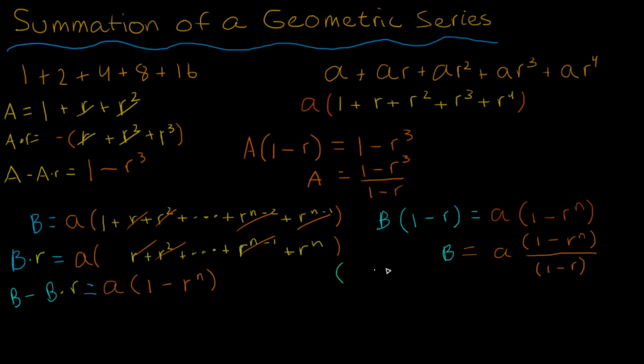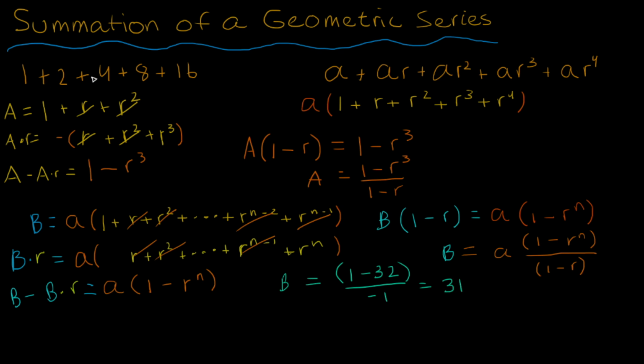So this is 1 times, I know it's not b anymore because we're substituting numbers, 1 minus, and then r to the power of n is 2 to the power of the number of terms in the sequence, which is 5. So 2 to the power of 5 is 32. So 1 minus 32 over 1 minus r, which is 1 minus 2, which is negative 1. And so, if we complete this, this becomes negative 31 over negative 1, and we are left with 31.